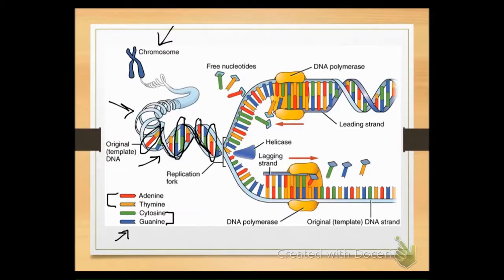This is important to remember because DNA replication is going to rely on this complementary base pairing, so we want to keep track of our individual nucleotides. All right, let's go through our steps.